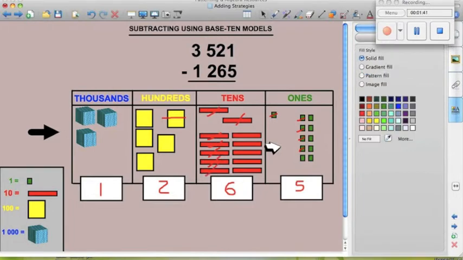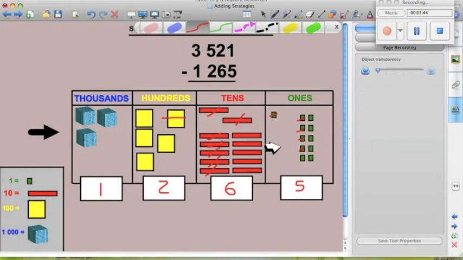Okay, now moving over to my hundreds column, I have 1, 2, 3, 4 hundred squares left, and I'd like to subtract 2. Well, I can take 2 away from 4, so no need to regroup here. I can just go ahead and subtract, so I'm going to cross off 2 of my 100 squares. And I'm going to move over to my thousands column now. I have 3 thousand cubes, and I'd like to take away 1 thousand. Again, no need to regroup. I'm just going to cross off one of those cubes to show this subtraction.